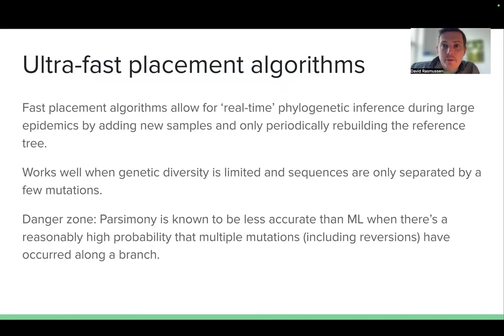But in cases where there's limited genetic diversity and it's fairly easy to tell where mutations must have occurred on a given tree to minimize the overall number of changes required on that tree to explain the sequence data, these maximum parsimony methods can really work quite well and speed up the placement problem by quite a lot.